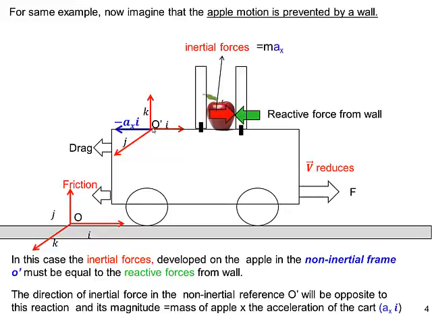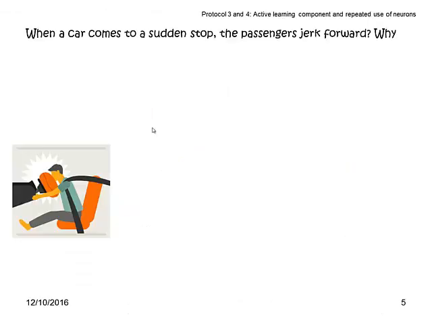Finally, here you have a number of questions to answer. When a car comes to a sudden stop, the passenger jerks forward. What is the reason for that?